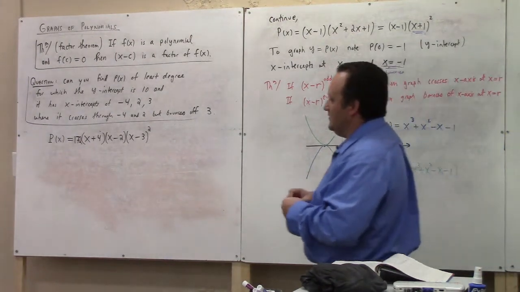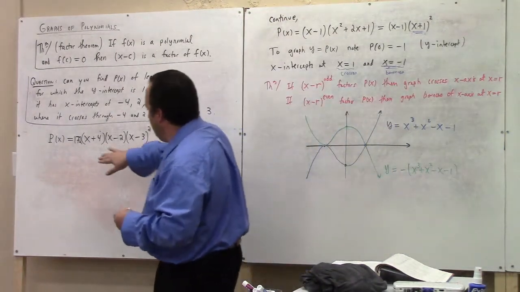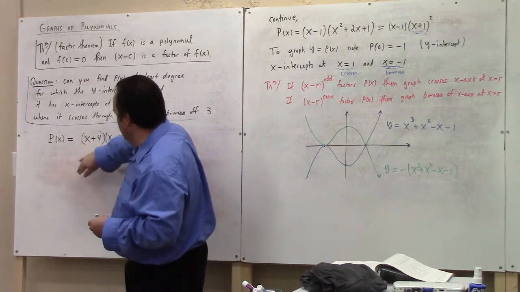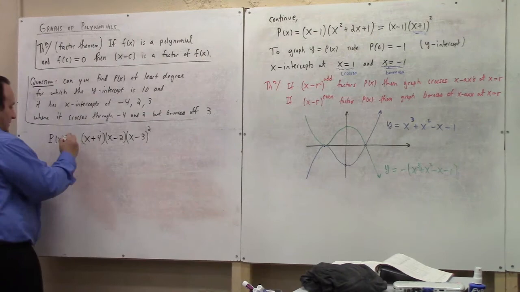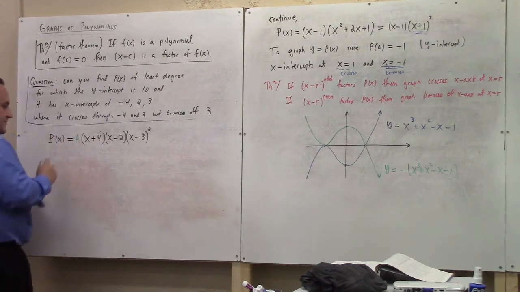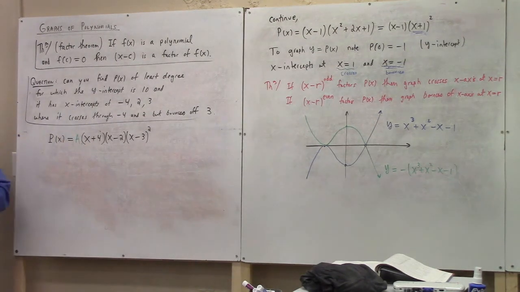So what I'm trying to tell you is, you have complete freedom to choose the coefficient in the front. And you can make that whatever you want, you know? And it's not going to change the x-intercepts. You have that freedom.